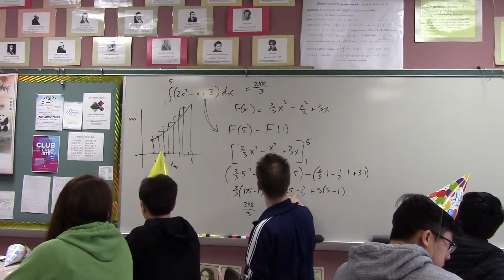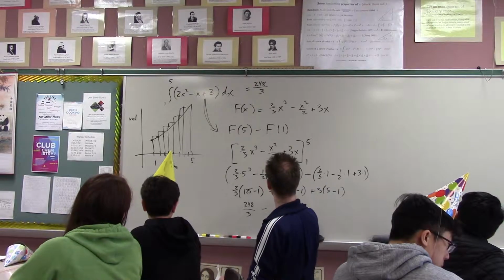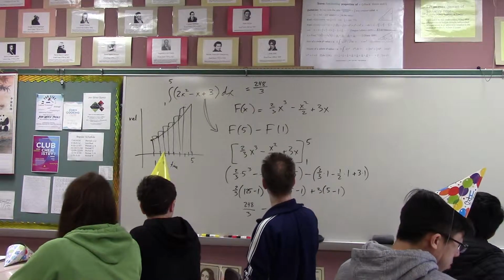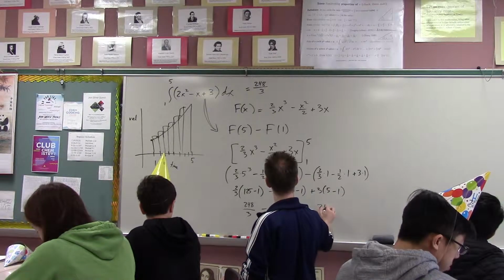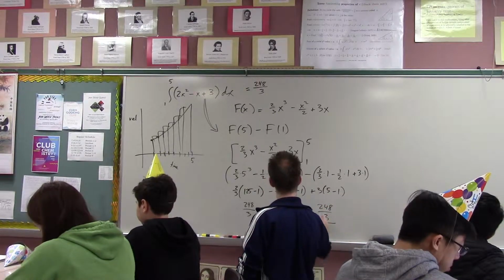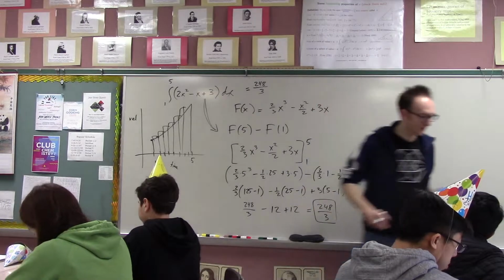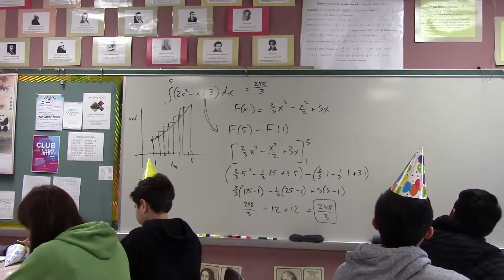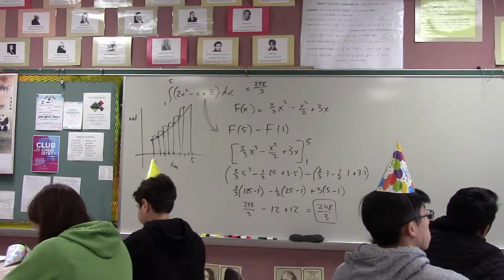And then minus 24 over 2, so minus 12, and that is plus 12. Boom. Answer: 248 over 3. So, no more Riemann sums required, as long as you know an antiderivative.